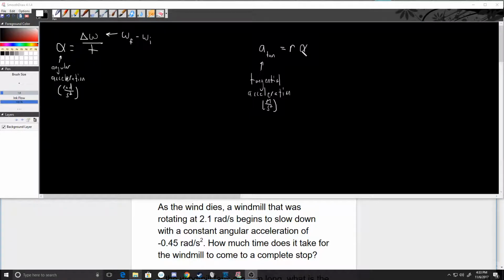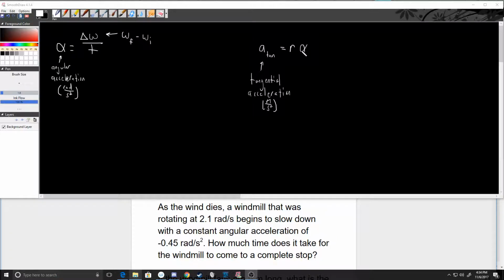All right, so we have a question here. As the wind dies, a windmill that was rotating at 2.1 radians per second begins to slow down with a constant angular acceleration of negative 0.45 radians per second squared. How much time does it take for the windmill to come to a complete stop?